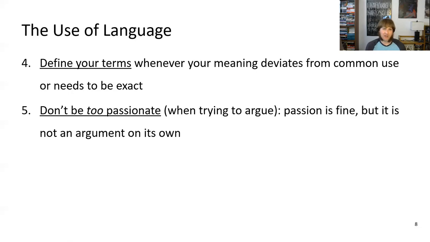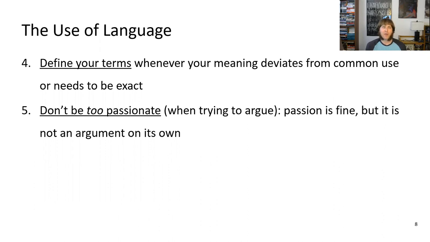Don't be too passionate. Now, it's fine to be passionate, right? And in fact, I hope you're passionate about a whole lot of things. But being passionate about something isn't an argument on its own, right? The level of passion someone has for some sort of position, some kind of conclusion, doesn't by itself give us reason to believe it. It gives us reason to believe that that person is very committed to it. But unless we already know that that person is correct through the use of good reasons or something, their passion alone and their commitment to something doesn't give us good reason to believe that it's actually true.